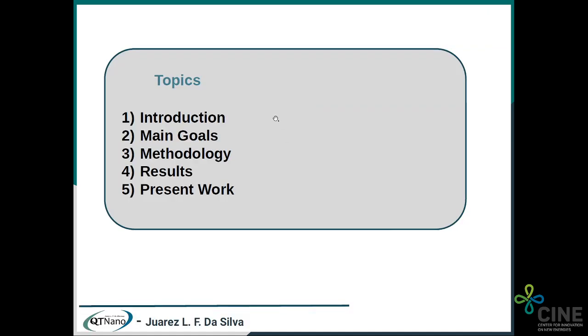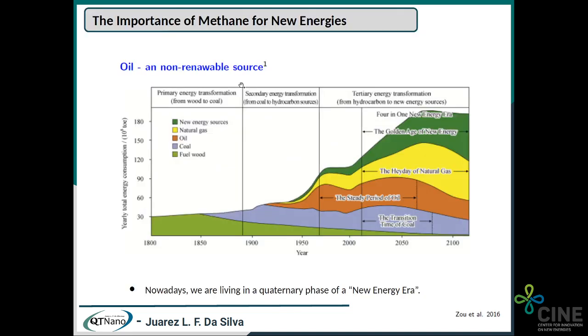So I divided this presentation into some topics: the introduction, why methane is so important as a new energy, our main goals regarding this specific topic, the methodology that we are using so far to treat this problem, some preliminary results, and our present work regarding other types of materials. We are now starting with why we should use natural gas.